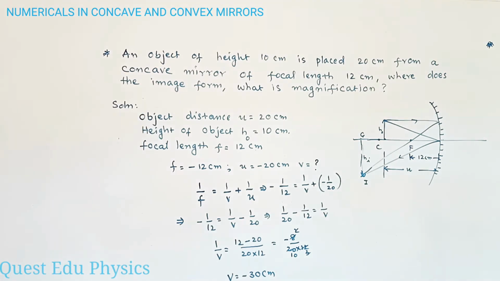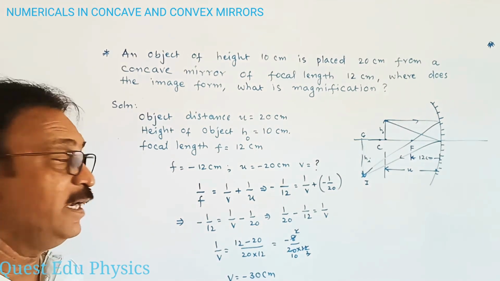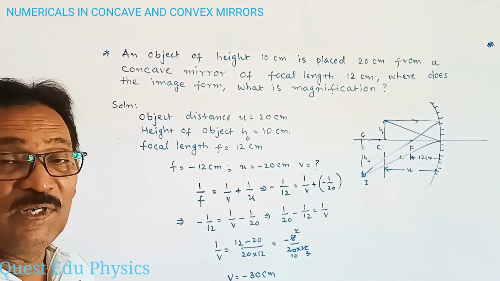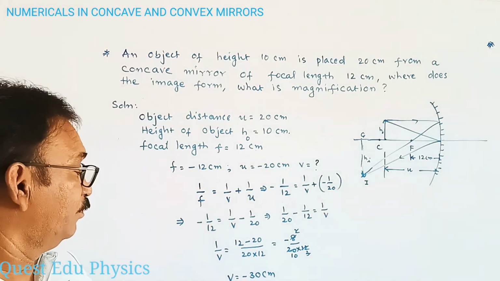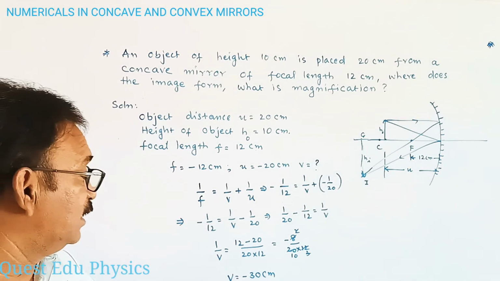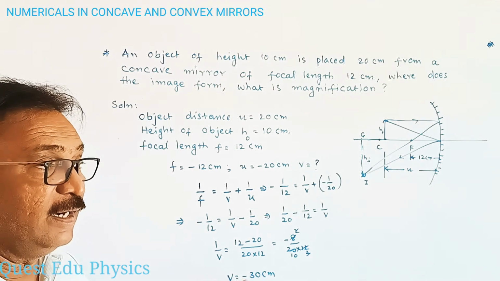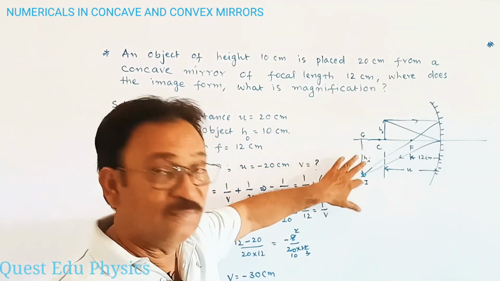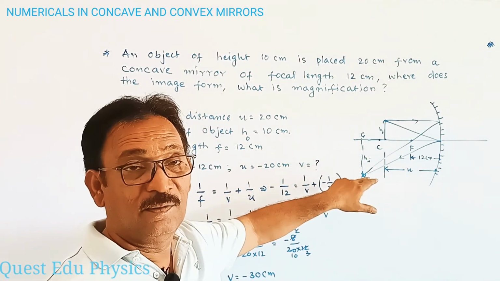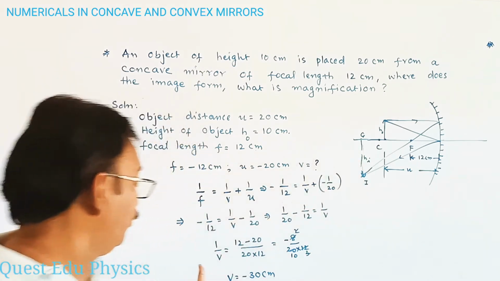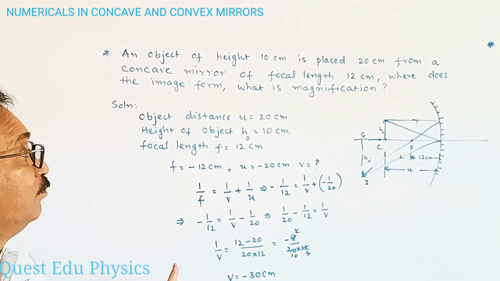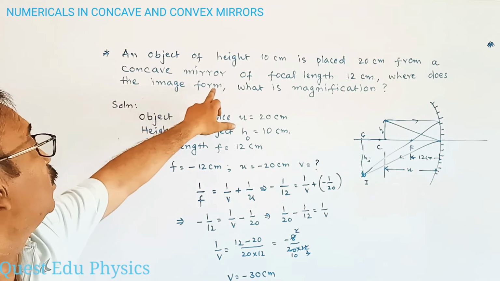V is minus 30 centimeter. Here the negative sign indicates that it is the inverted image, students. It is a real image which can be taken on the screen, and it is inverted. The first part of the problem is over.